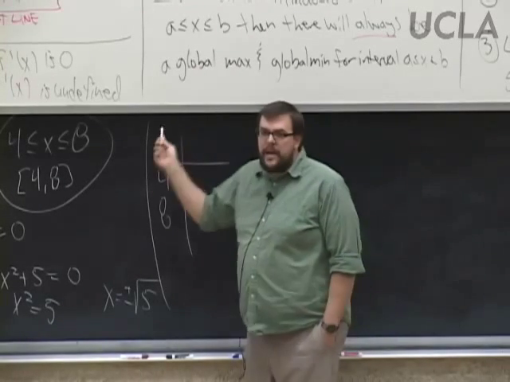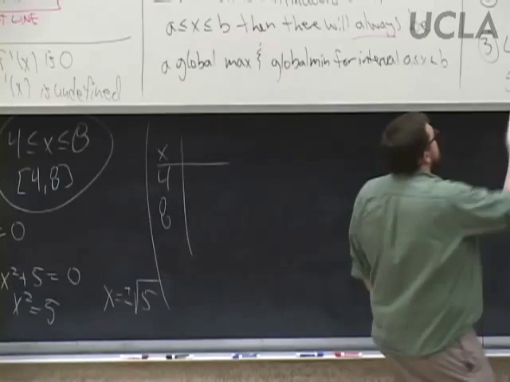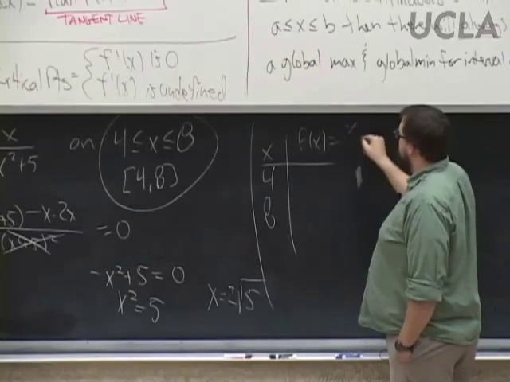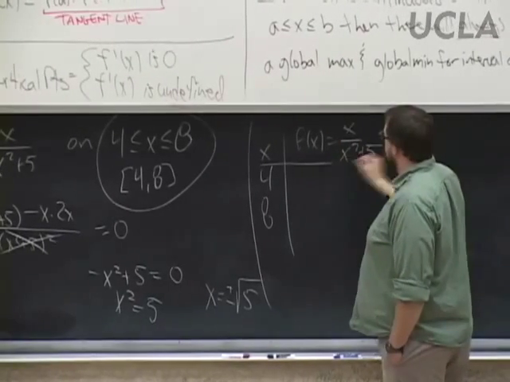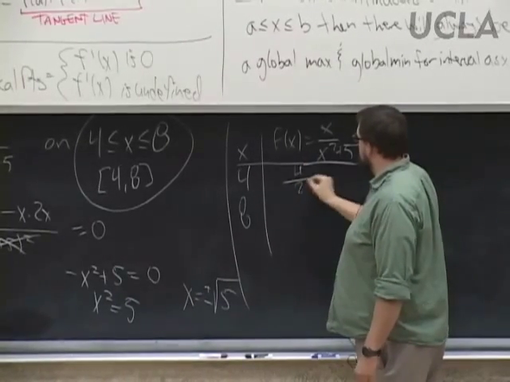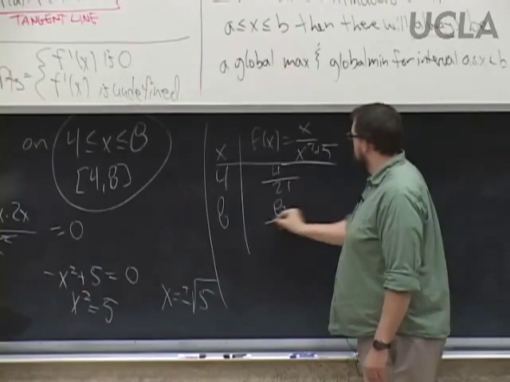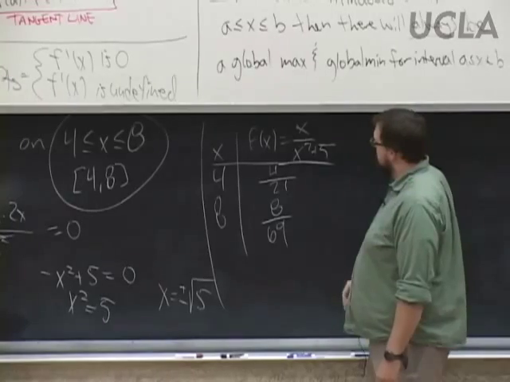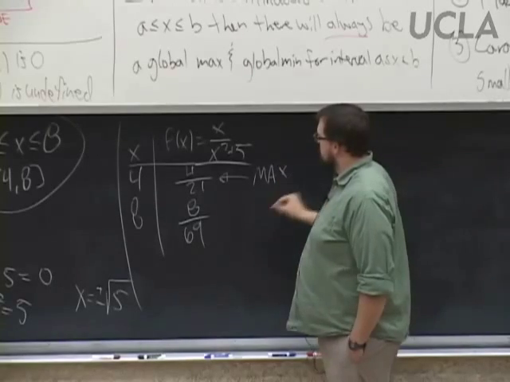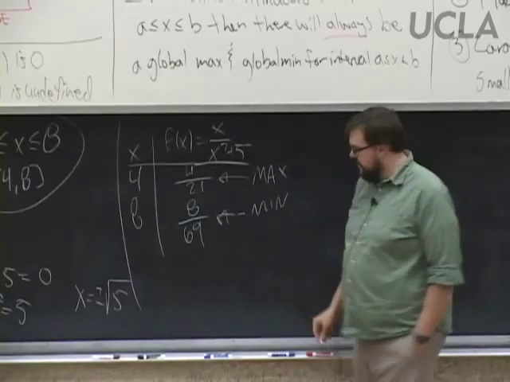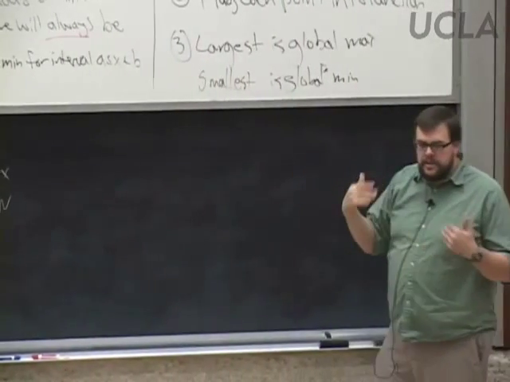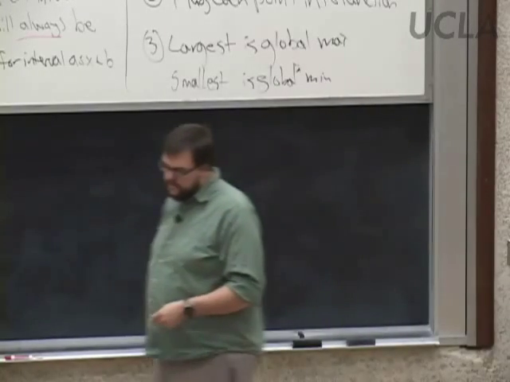So now we're done. We've made our list. Now we do our second step. We plug each point into the function. Our function here is x over x squared plus 5. Plug in 4, you get 4 divided by 16 plus 5, which is 4 over 21. Plug in 8, you get 8 over 64 plus 5, which is 8 over 69. And this is larger, so this is the max. And this is smaller, so this is the min. Okay. So that was my word of warning. When we're looking for critical points and we have an interval, make sure you only look at the critical points inside the interval. Ignore anything outside the interval.